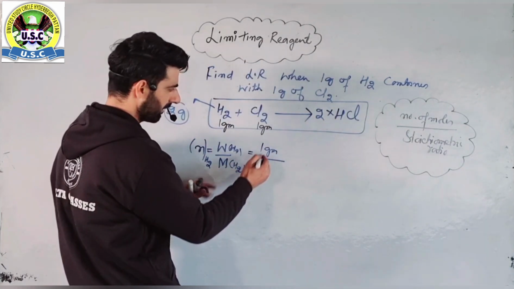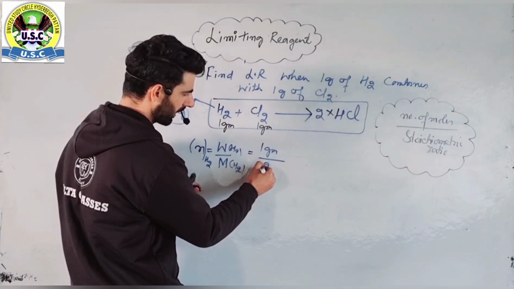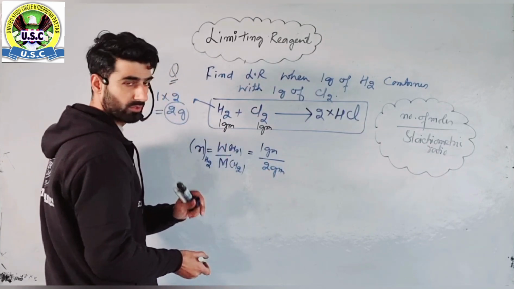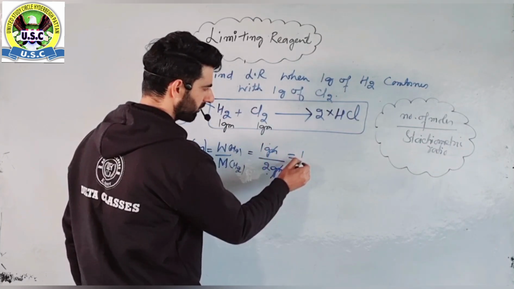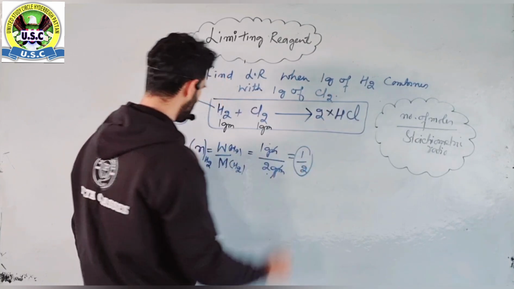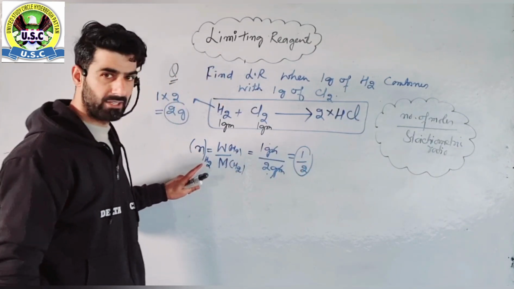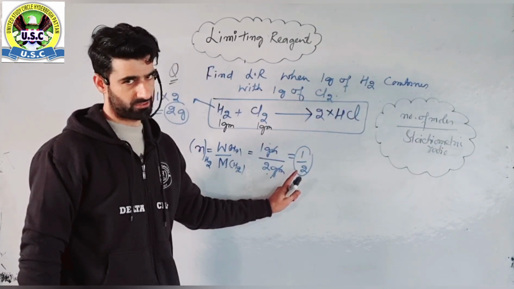So divide the given mass by the molar mass of H2, which is 2 grams. Given mass divided by molar mass, the grams cancel, and it is equal to 1 divided by 2. So here, the number of moles for H2 is equal to 1 by 2.